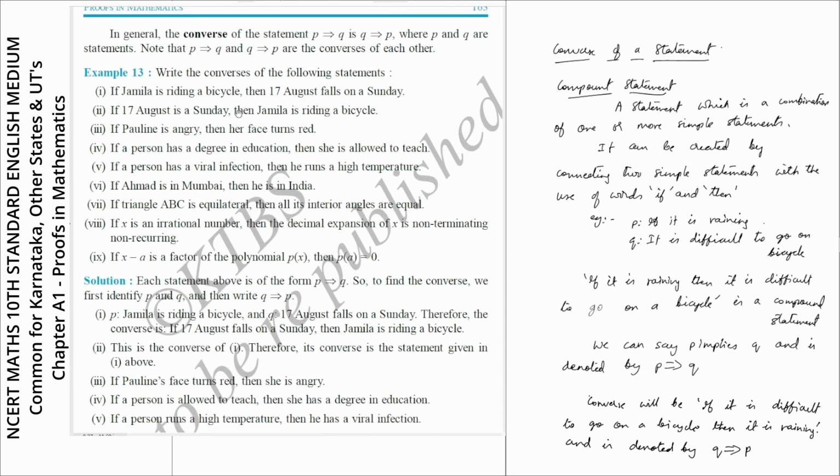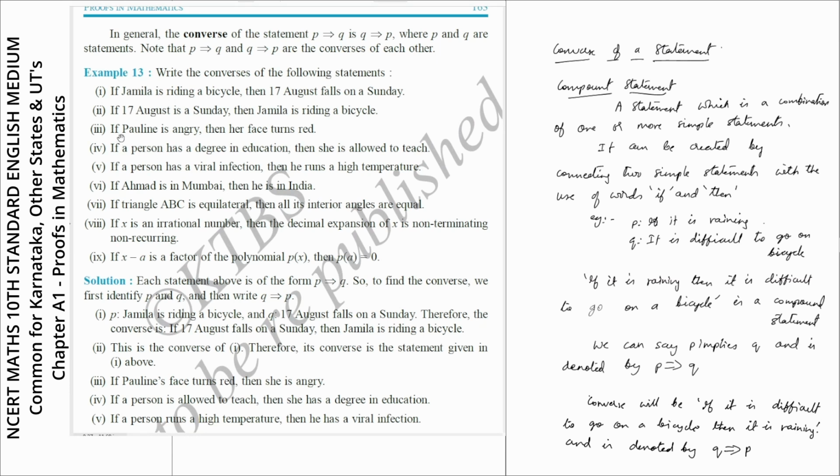There are several examples in the textbook. So here you can see, write the converse of the following statements. If Jamila is riding a bicycle, then 17 August falls on Sunday. So the answer will be if 17 August falls on Sunday, then Jamila is riding a bicycle. Second sub question, if 17 August is a Sunday, then Jamila is riding a bicycle. If Jamila is riding a bicycle, then 17 August is a Sunday. So actually here sub question 1 and sub question 2 are converse of one another. So this is the converse of this sentence and this is the converse of this sentence.